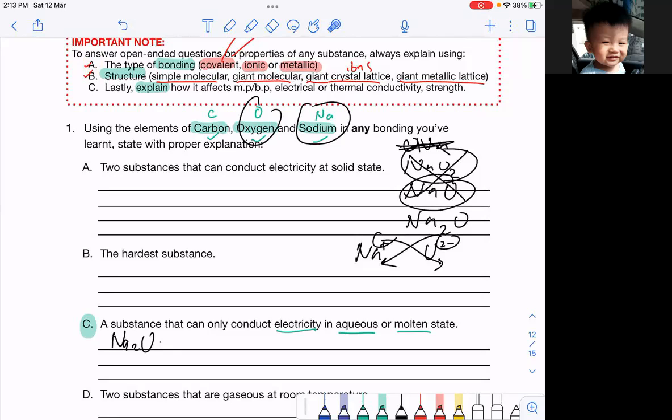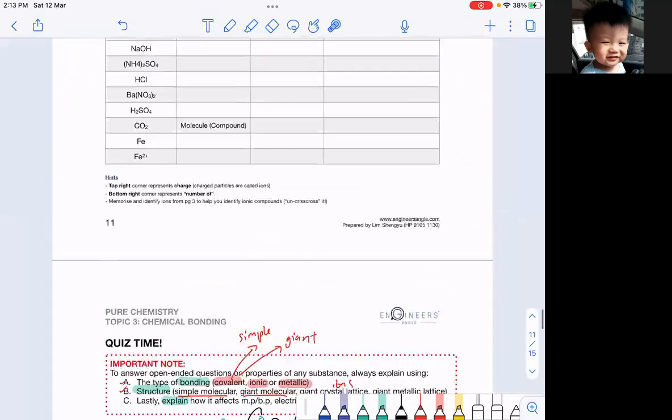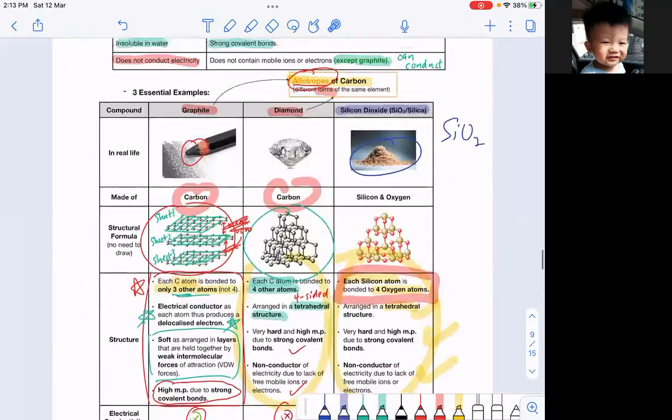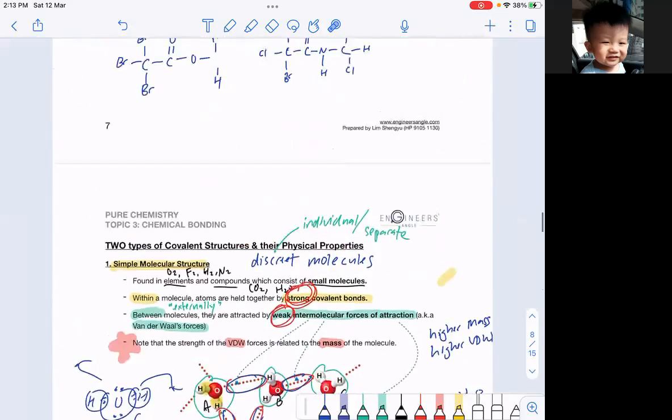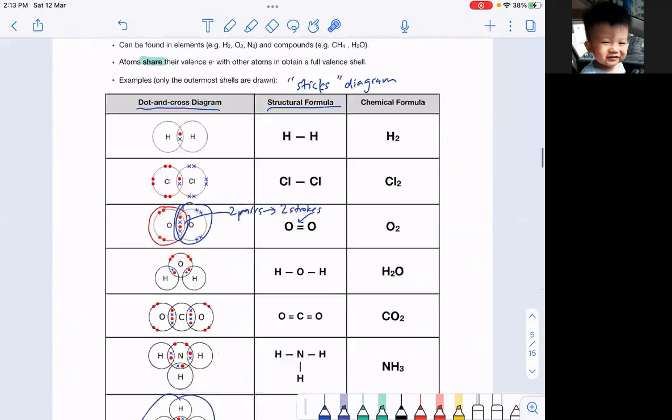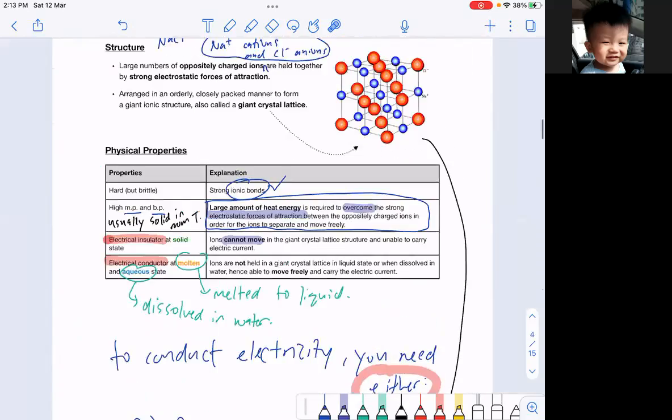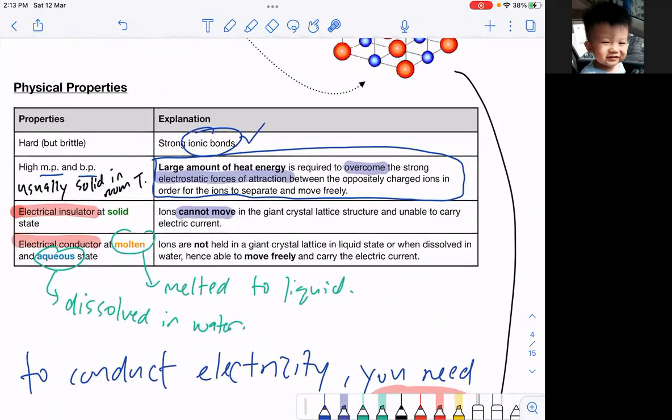So what do you say? Then you must read the notes. So you can copy. After you set already, you must go back to your ionic notes and see. Then you must copy this. When in molten or aqueous state, ions, don't just say ions because we know this question. This question is talking about, you can say Na plus and O2 minus ions. You show off your knowledge.